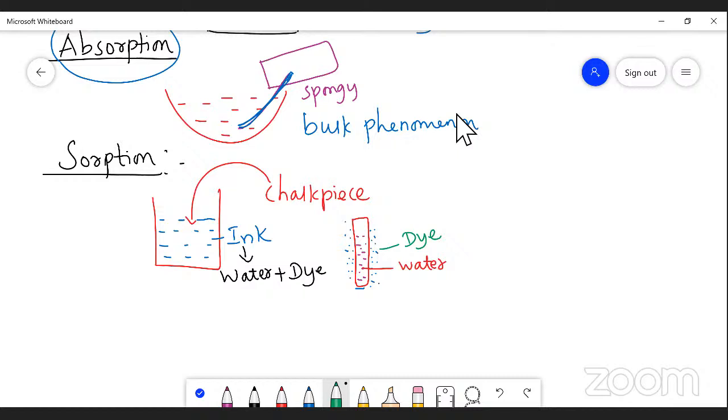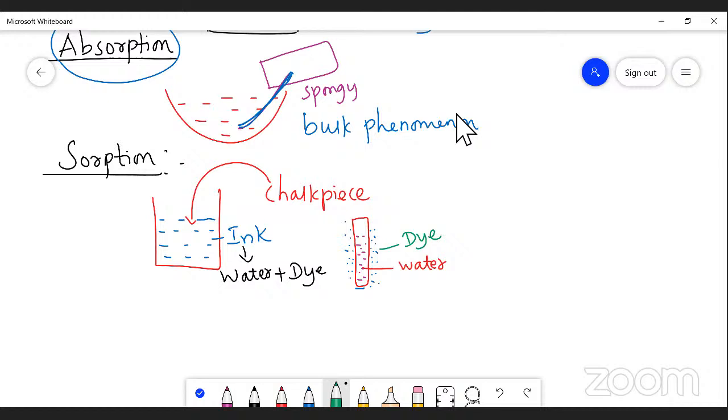Now we can see whether absorption is taking place or adsorption is taking place. Look at this. Any material that is present just like that over the surface of a solid is adsorption. Any substance that is penetrating into the bulk, in depth, is taken as absorption.